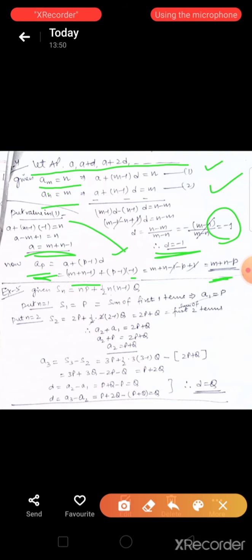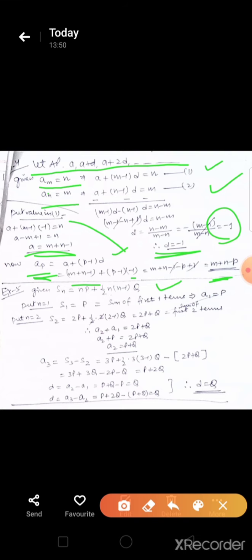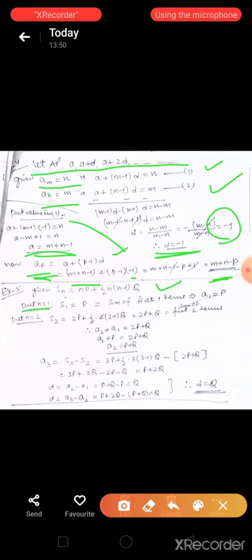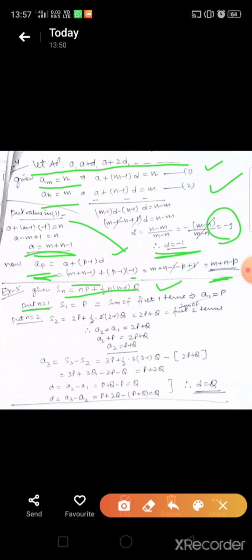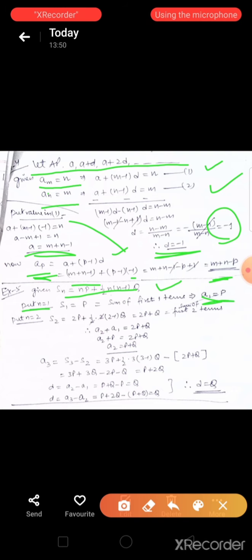Now in example 5, we have been given that Sn is equal to Np plus 1 by 2 N into (N minus 1) Q, and we are supposed to find the common difference. To find the common difference, we must know the first term, the second term and the third term. We put N is equal to 1 in this particular expression. So S1 will be only P. S1 means the sum of the first one term, that is basically the first term. So A1, or A, the first term, is P.